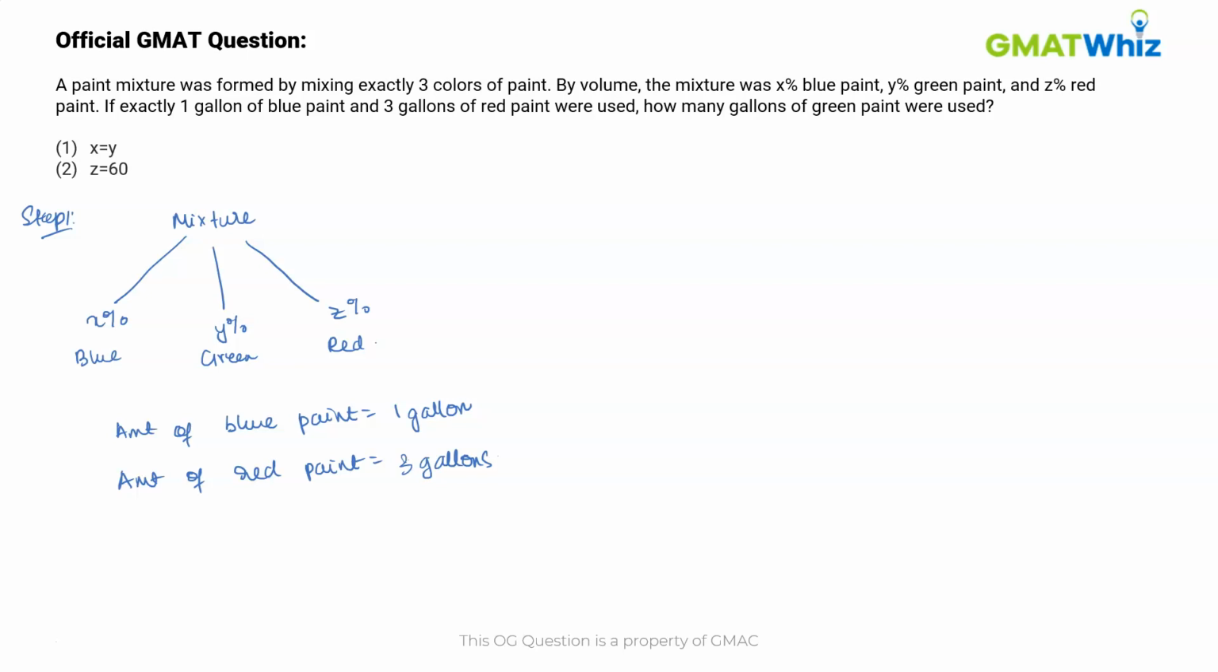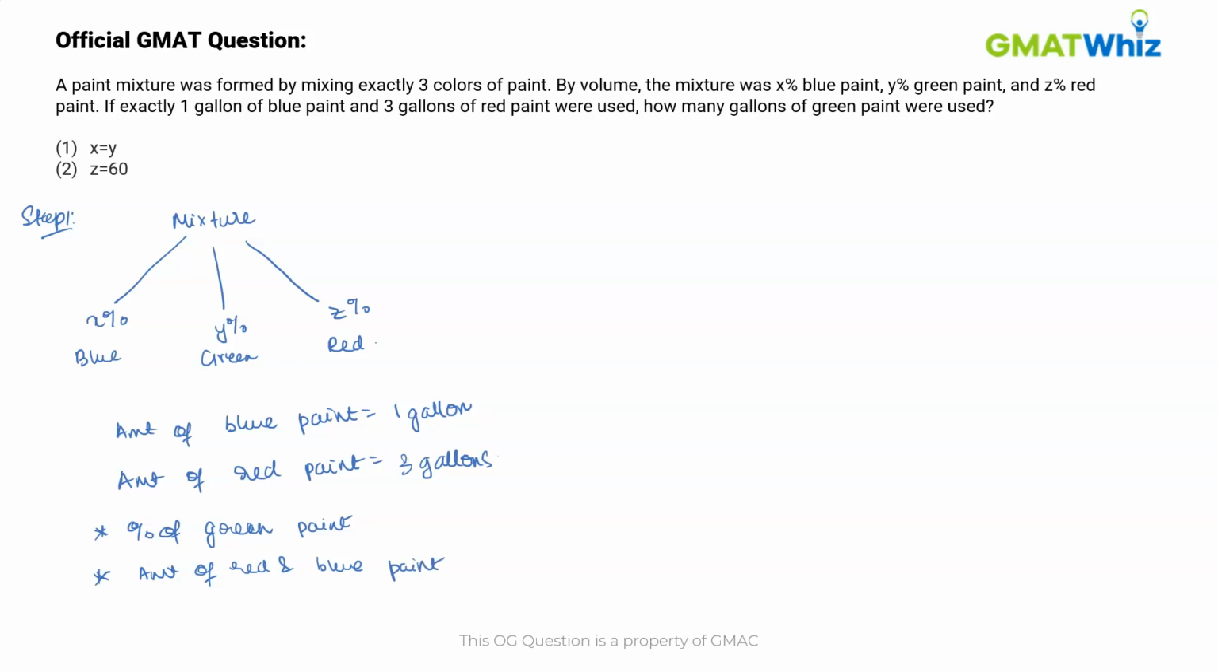To find the amount of green paint that was used, we should either know the percentage of green paint, using which we can deduce the amount of green paint in the mixture, or we know the amount of red and blue paint, so that we can subtract and find the value of the amount of green paint that is used.